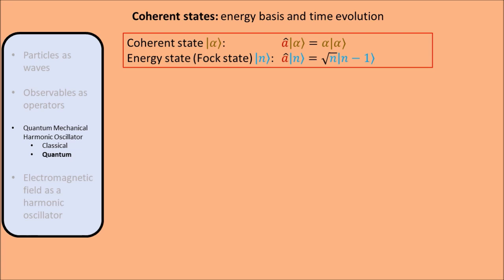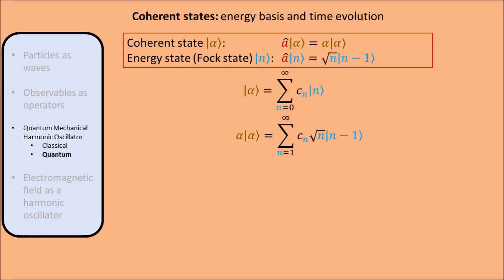So we can find an expression for the coherent state in the energy basis, which means we can calculate the time evolution of a coherent state. Let's write the coherent state as a linear combination of energy states, with coefficients that are to be determined. We can apply the annihilation operator to both sides of the equation, and we know that on the left-hand side it reduces to a multiplication with alpha, and on the right-hand side each n-photon Fock state becomes an n-1 photon Fock state multiplied by square root n. Because the n equals 0 term of the summation vanishes, we can start the summation at n equals 1.